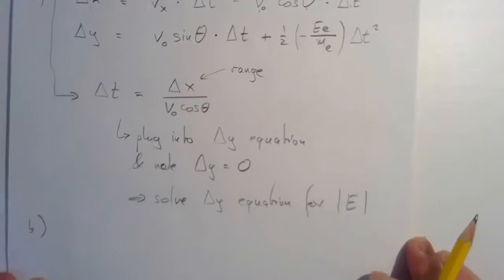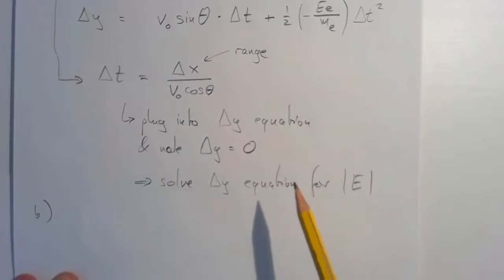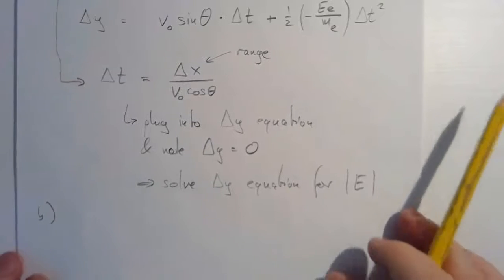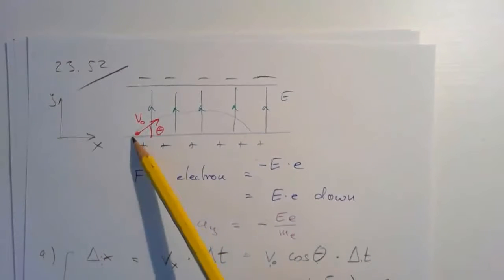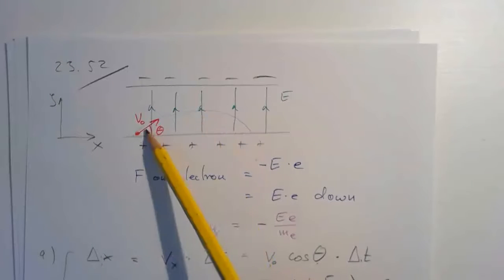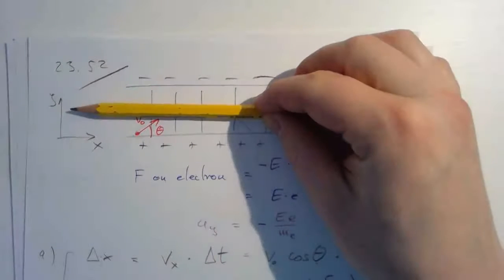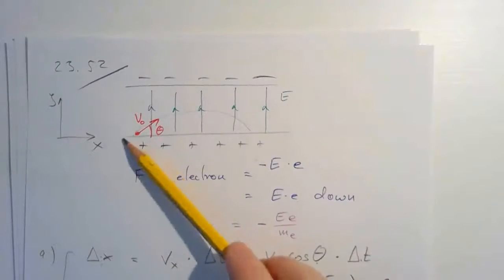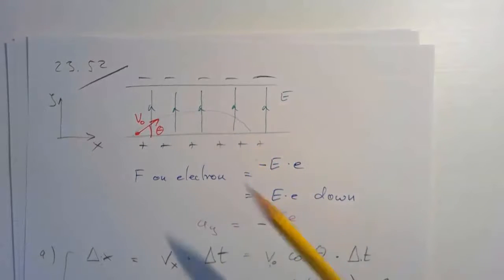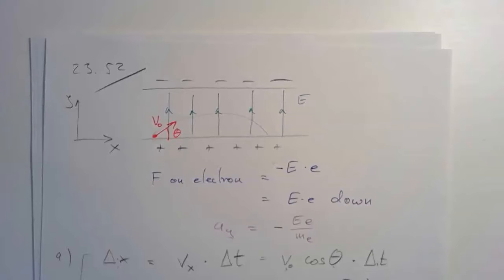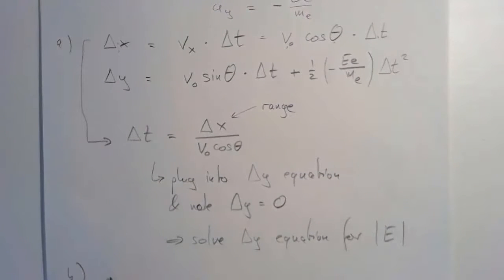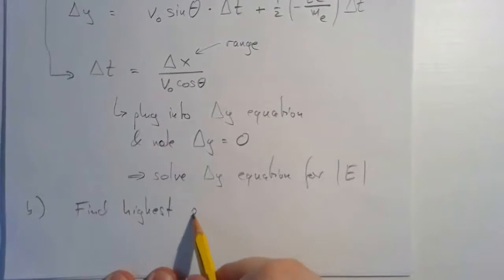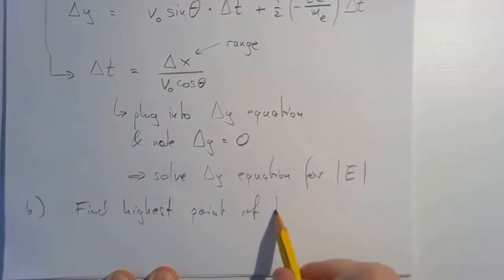For part B, we are asked to find the minimum separation of the plates. In what sense is that relevant? Well, the idea is if this thing goes too high up, if the plate were, say, here, it would hit the plate. It would never complete its arc. It would hit the negative plate. So really what we have to find is the highest point of the path. Find the highest point of the trajectory.